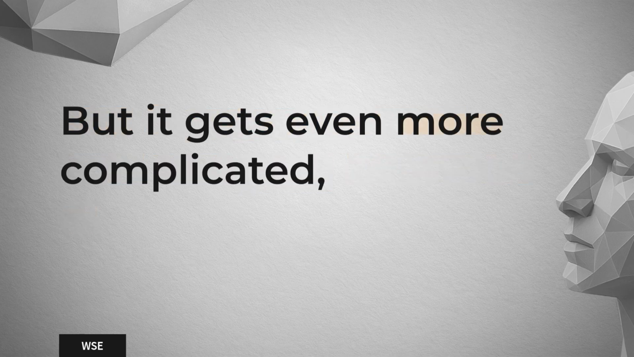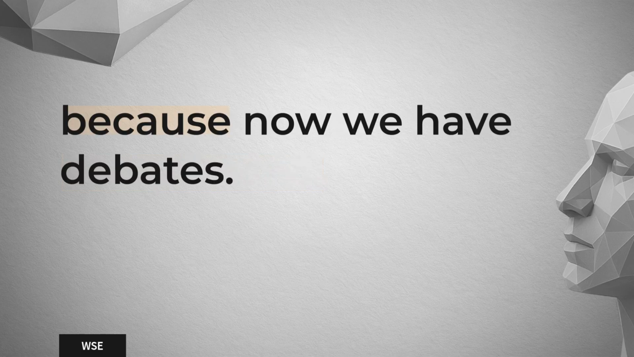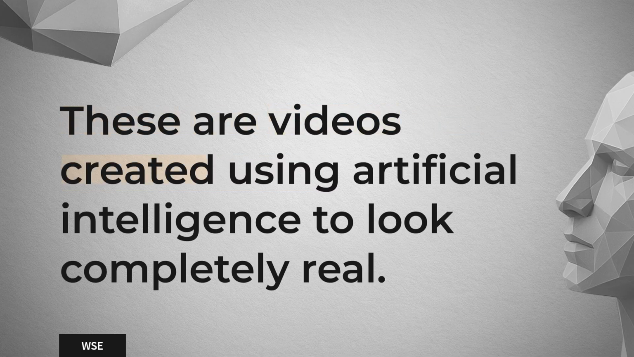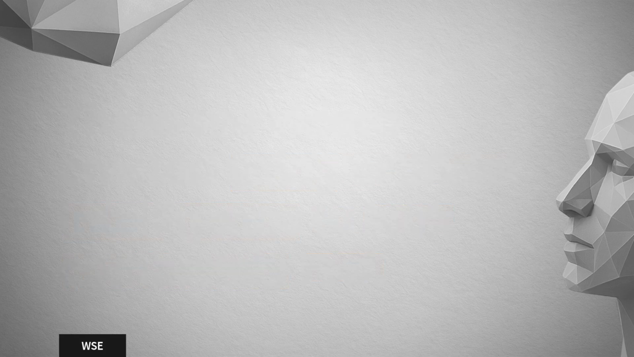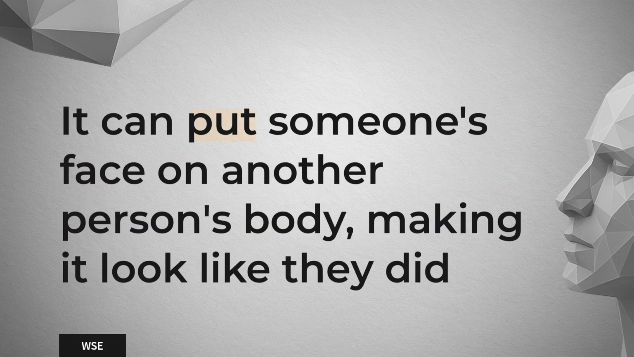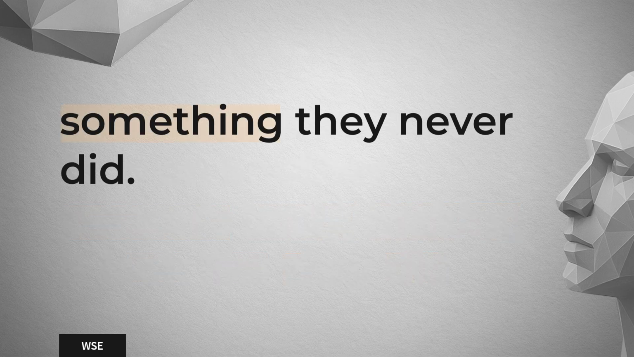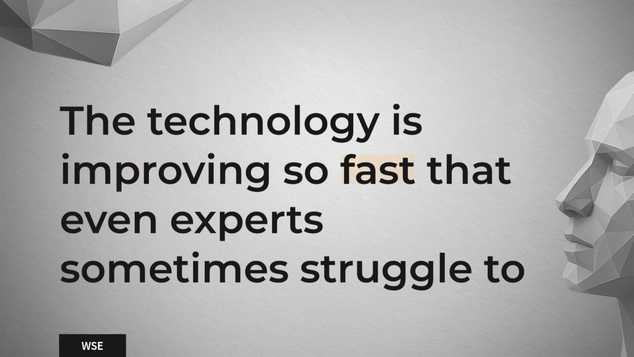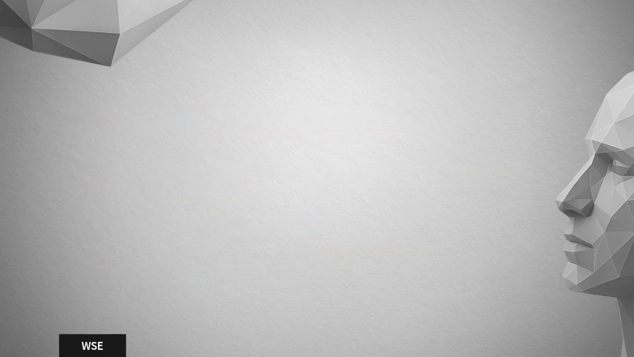But it gets even more complicated. Because now, we have deepfakes. These are videos created using artificial intelligence to look completely real. A deepfake can make a politician appear to say something they never said. It can put someone's face on another person's body, making it look like they did something they never did. The technology is improving so fast that even experts sometimes struggle to tell the difference.